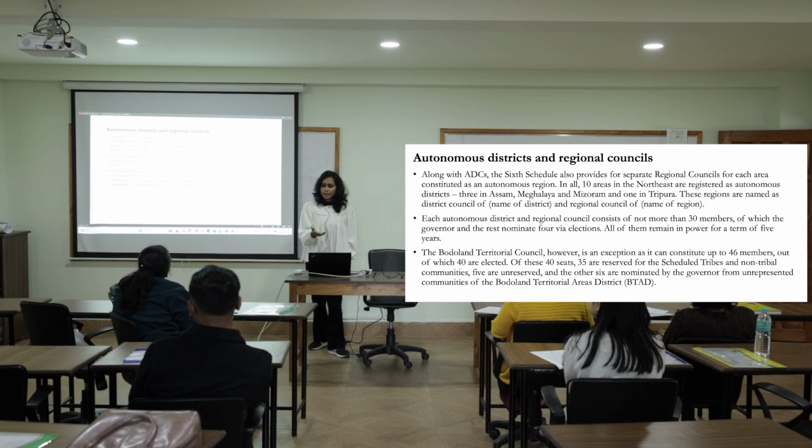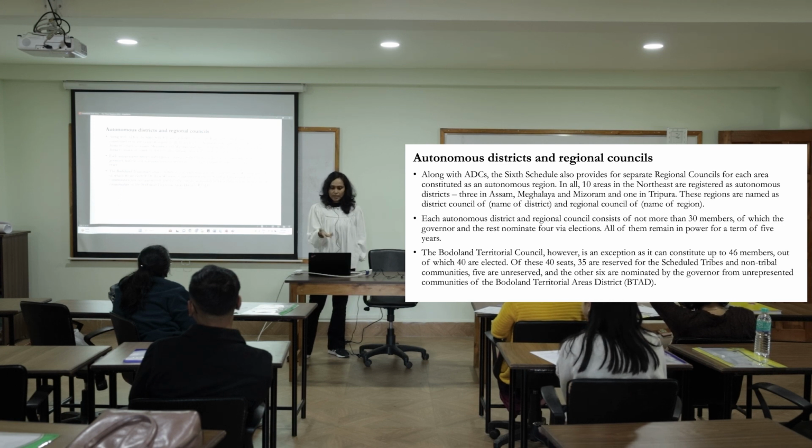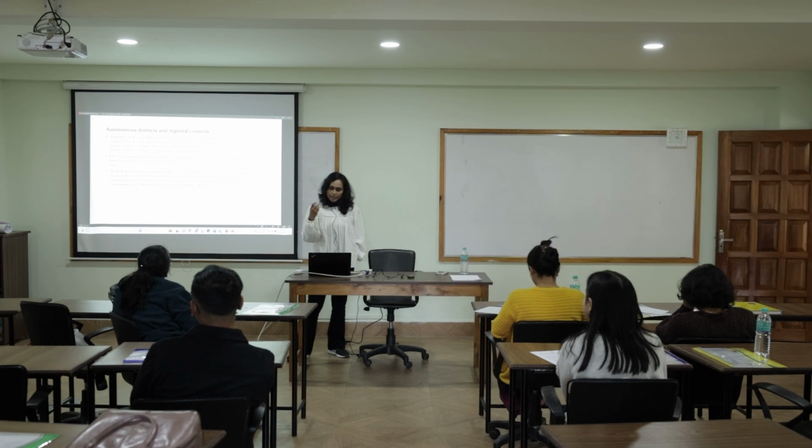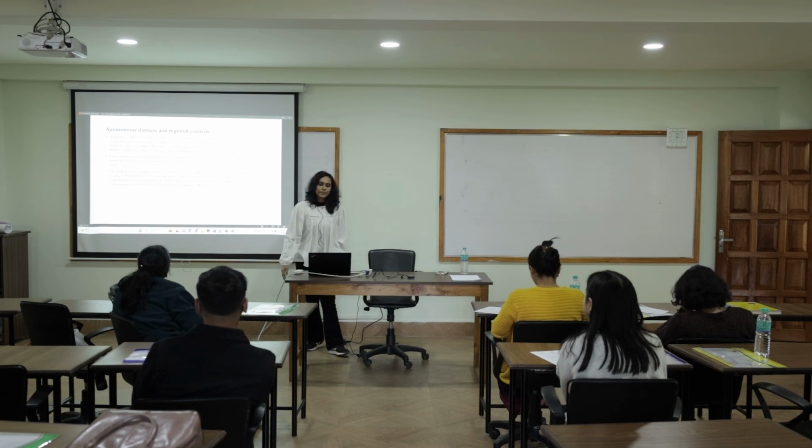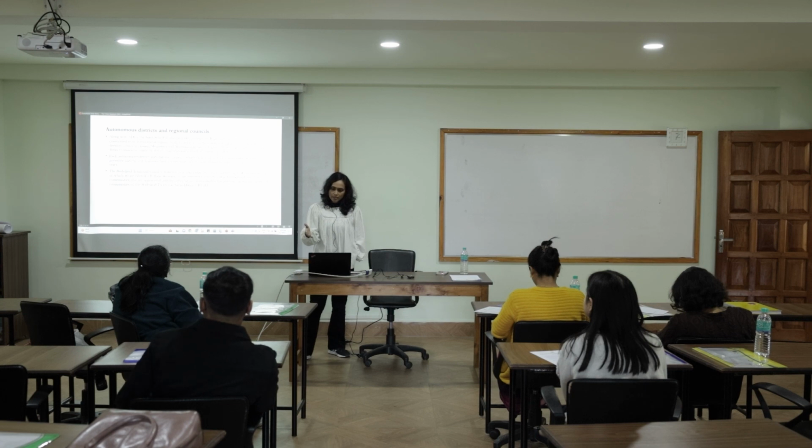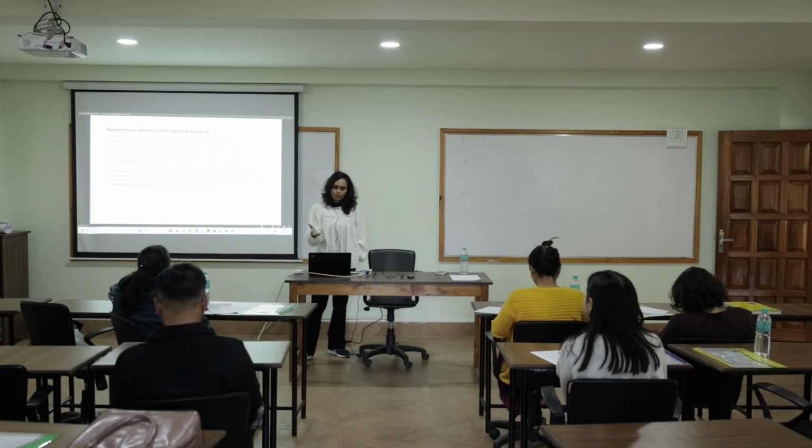This is in 10 areas in the northeast that are registered, and autonomous districts, like 3 in Assam, Meghalaya and Mizoram, and 1 in Tripura, are functioning. These regions are named as the district council, with the name of the district, and the regional council, with the name of the region. Each autonomous district and regional council consists of not more than 30 members, of which the governor nominates 4 and the rest are elected. All of them remain in power for a term of 5 years.